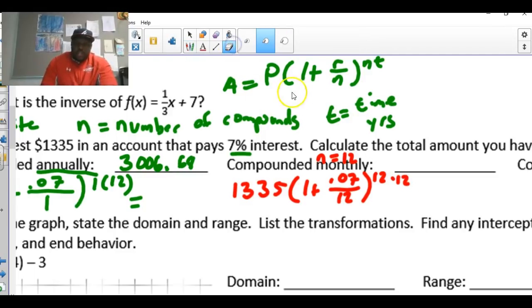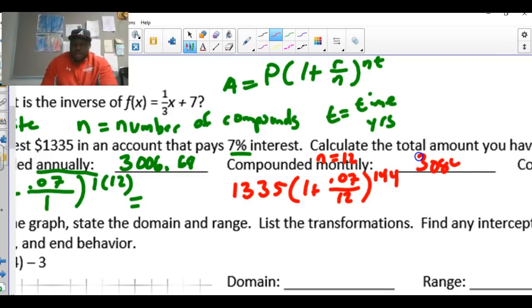So you can actually raise this, guys, to 144. It's the same thing. 12 times 12 is 144. Now, when you do this, again, put it straight in your calculator as shown. You'll get $3,084.81.